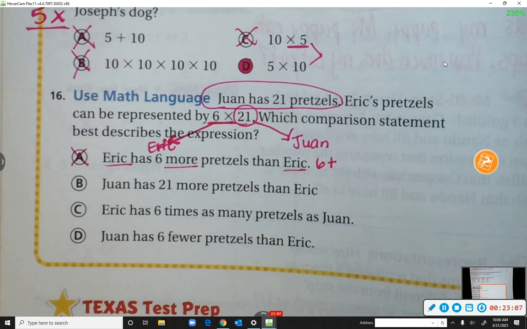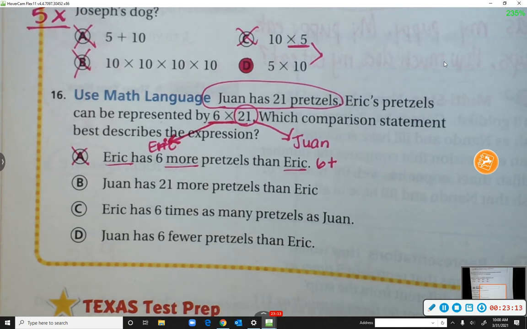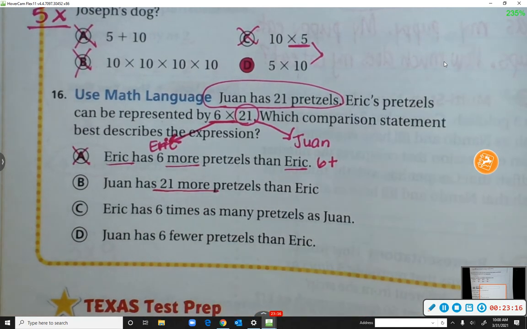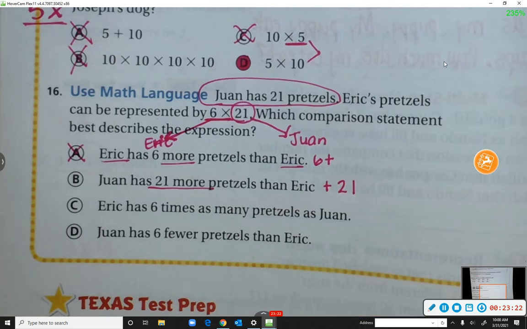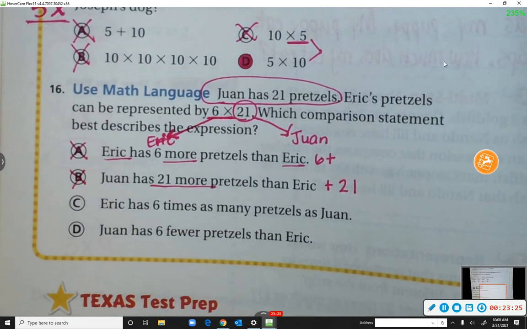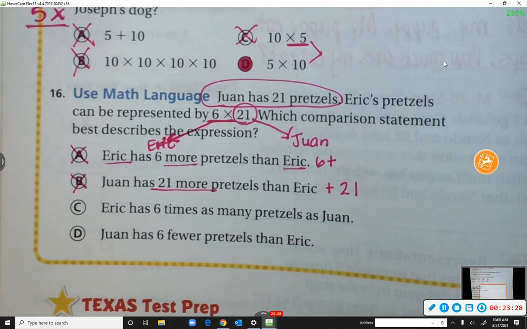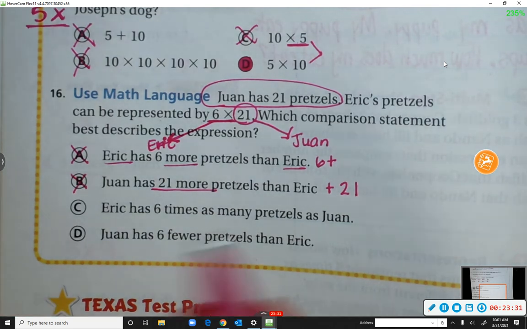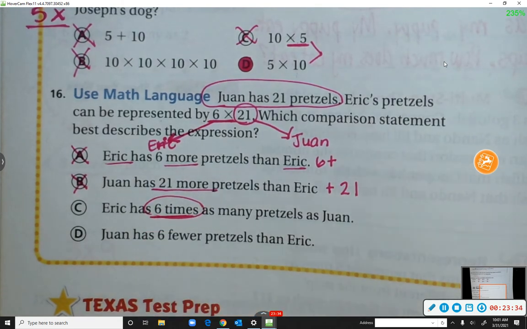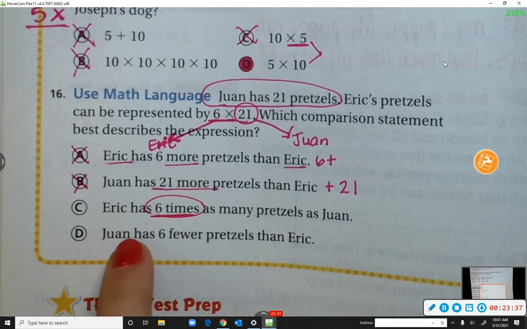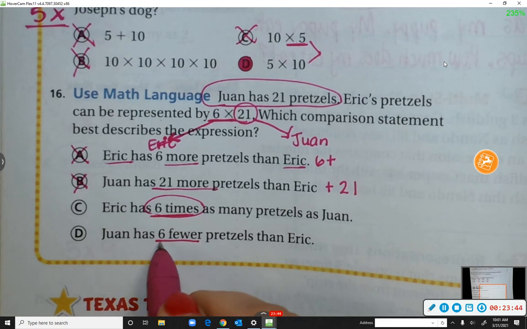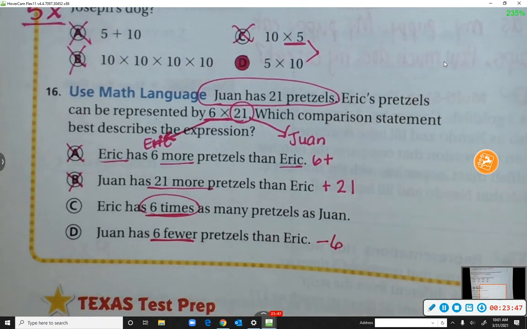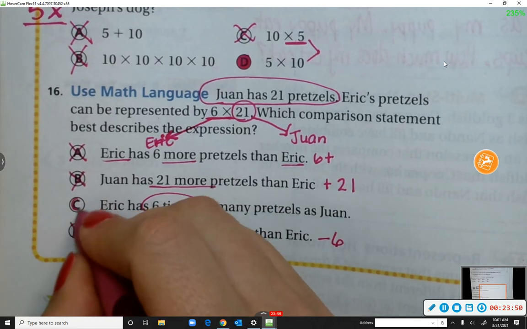Okay, B. Juan has 21 more pretzels than Eric. No, again, we hear 21 more. That does not mean times 21. That means plus 21. Okay. C. Eric has 6 times as many pretzels as Juan. Finally, we hear that phrase, 6 times as many. Let's go ahead and look at D, though. Juan has 6 fewer pretzels than Eric. What does that mean? Like 6 fewer means you would subtract 6. Very good. So C is correct.